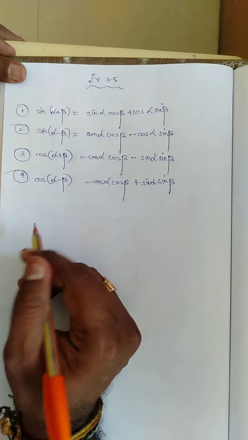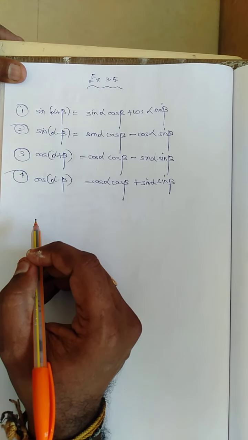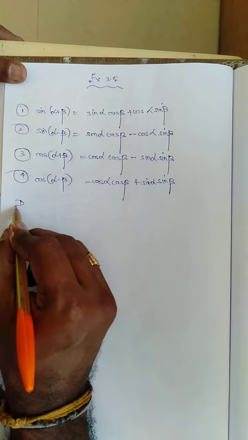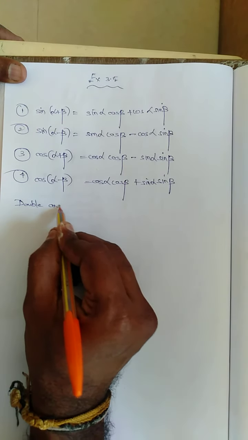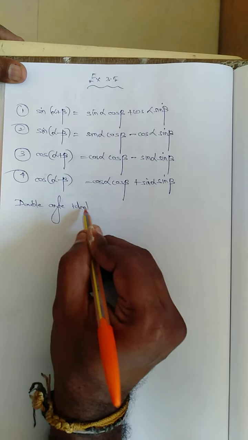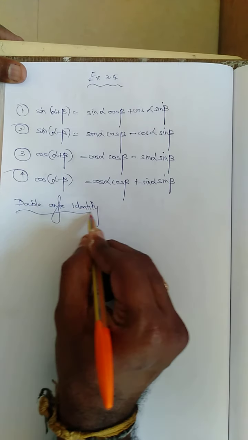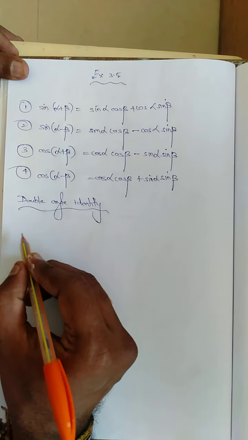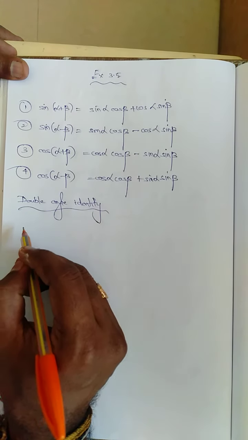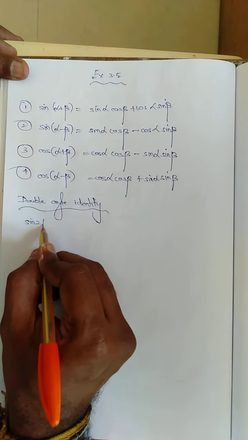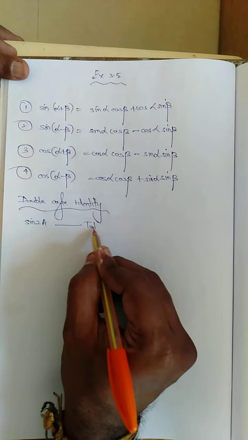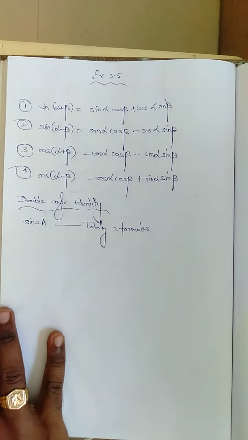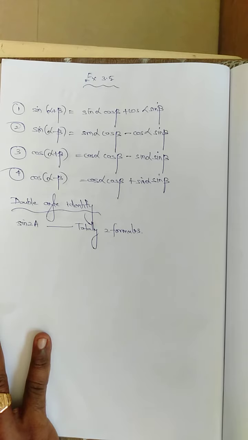First I am going to write the double angle identity formulas, very important formulas. In these formulas, first I am going to see sine 2a. For sine 2a, we are going to see totally two formulas.